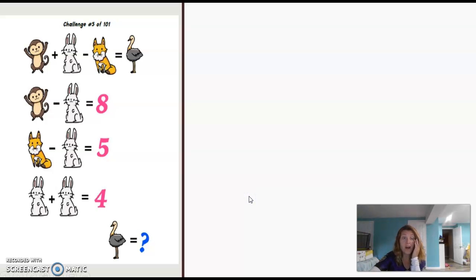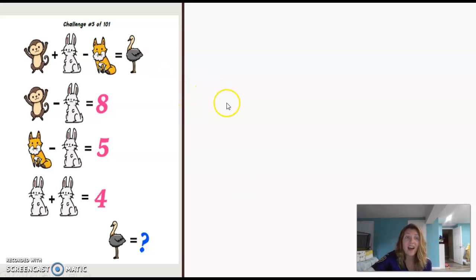Take a look at the puzzle on the left-hand side of your screen. Typically, we see variables or question marks for unknown values in equations. This time we see pictures, and it's going to be your job to figure out what is the value of each picture. What does the monkey equal, the bunny, the fox, and then ultimately trying to figure out what is the value of the ostrich.